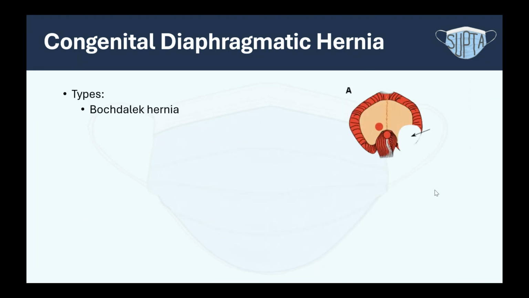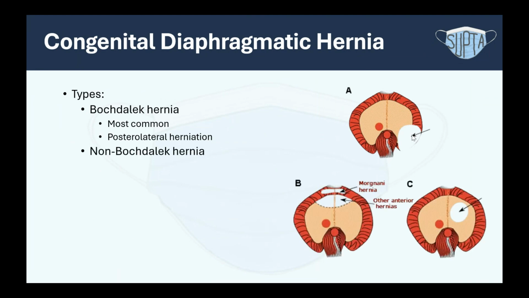The most common is the Bochdalek hernia. This refers to when the abdominal viscera have passed through the posterior aspect of the diaphragm. As you can tell over here, the defect is present posteriorly and on the lateral aspect of the diaphragm. The non-Bochdalek types are usually a lot less common.